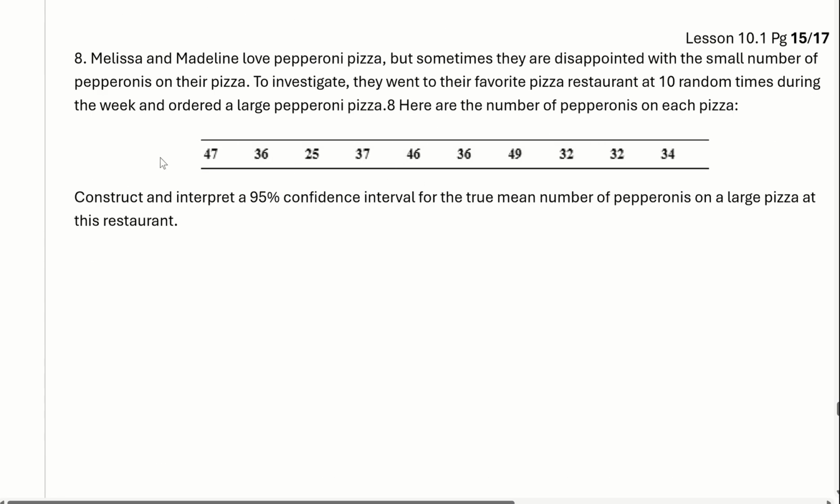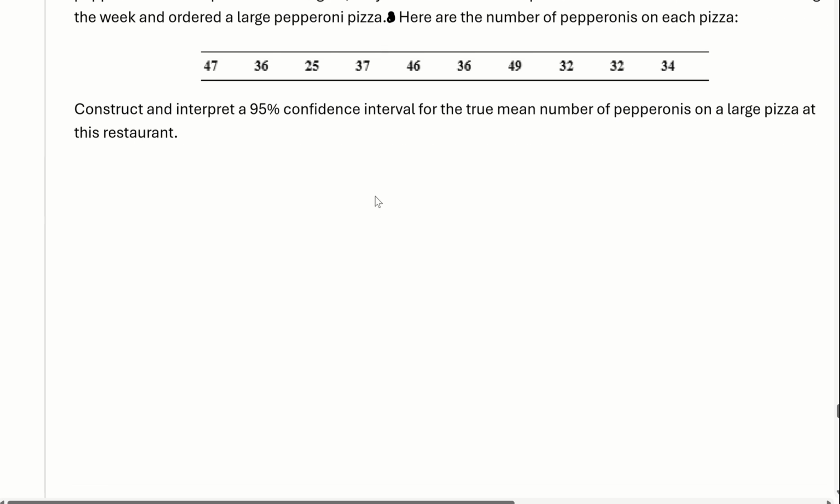All right, so we got one last question. Melissa and Madeline love pepperoni pizza, but sometimes they are disappointed with the small number of pepperonis on their pizza. So to investigate, they went to their favorite pizza restaurant at 10 random times during the week and ordered a large pepperoni pizza. Here are the number of pepperonis on each pizza. Okay, so they got the number of pepperonis for 10 pizzas. So construct and interpret a 95% confidence interval for the true mean number of pepperonis on a large pizza at this restaurant.